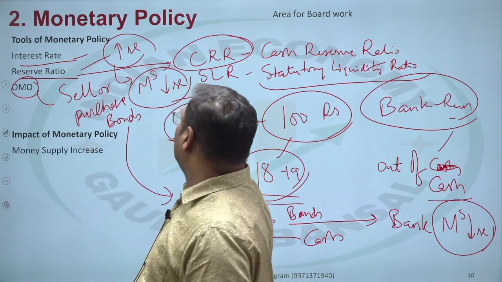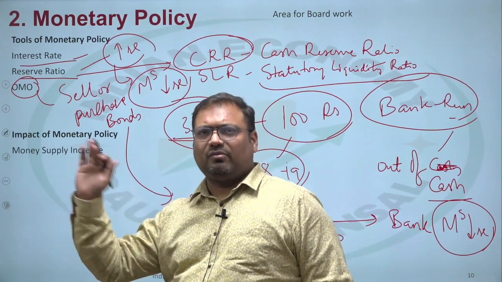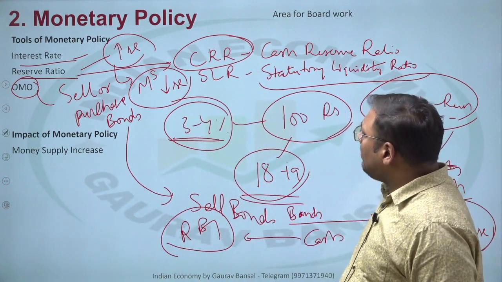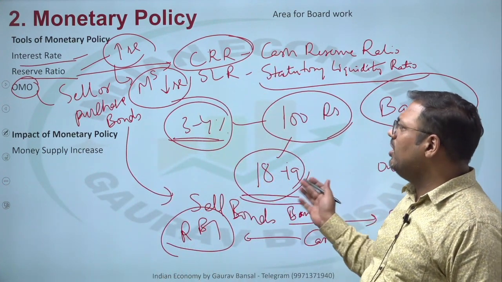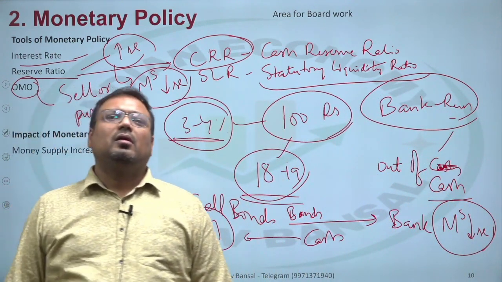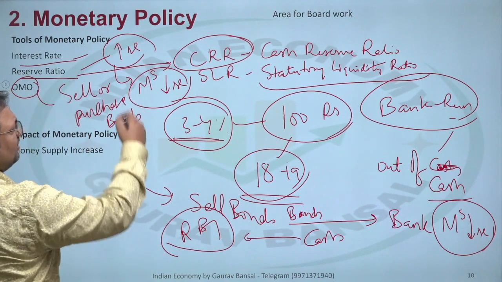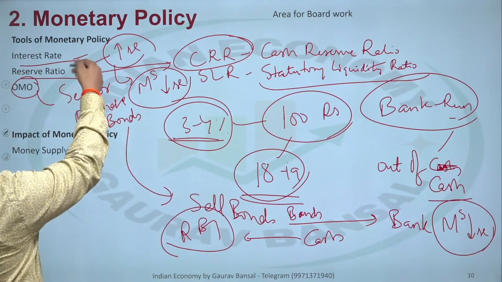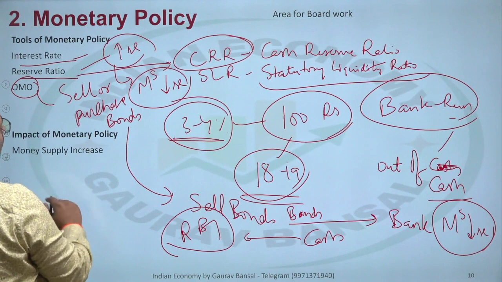So then it is the same process, but we call it sterilization. So these are the different tools of monetary policy. Impact of monetary policy. Now, we have seen here for the case of reserve ratio and OMO. For interest rate, I already discussed.